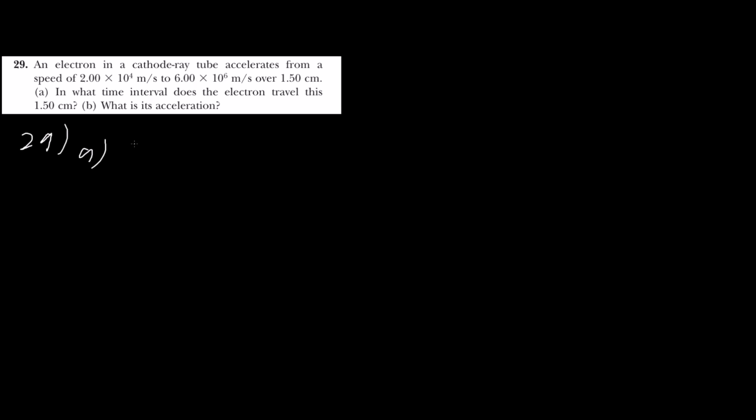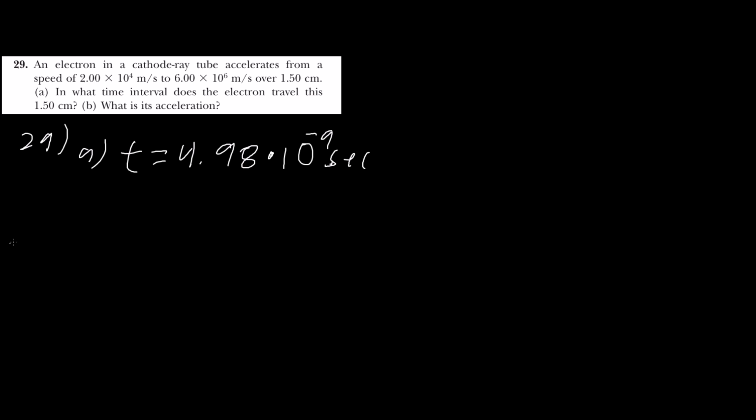So the time interval it takes is 4.98 nano, or I'm just going to leave it at 10 to the negative 9 seconds. So that's how long it took for the electron to change its speed from 2 times 10 to the 4 meters per second to 10 to the 10.6 meters per second over the course of 1.50 centimeters.